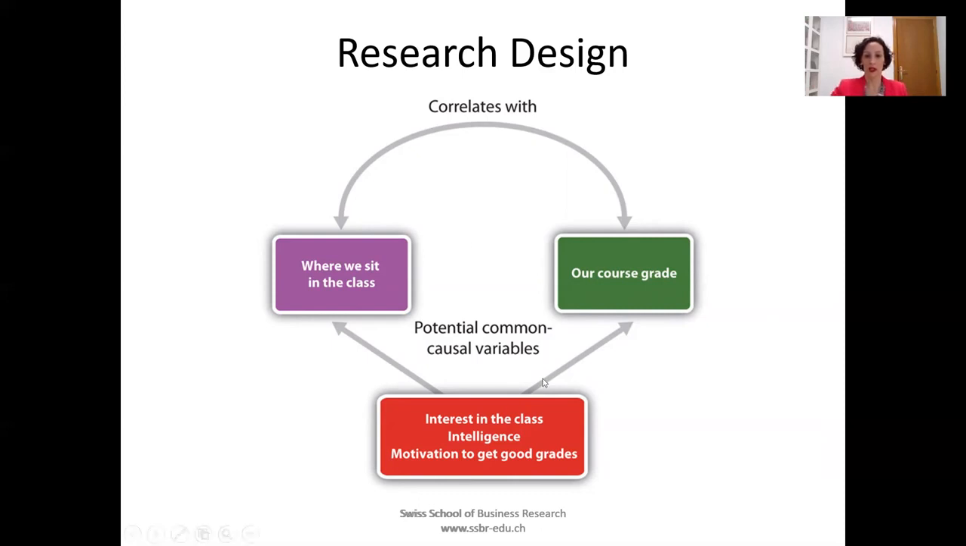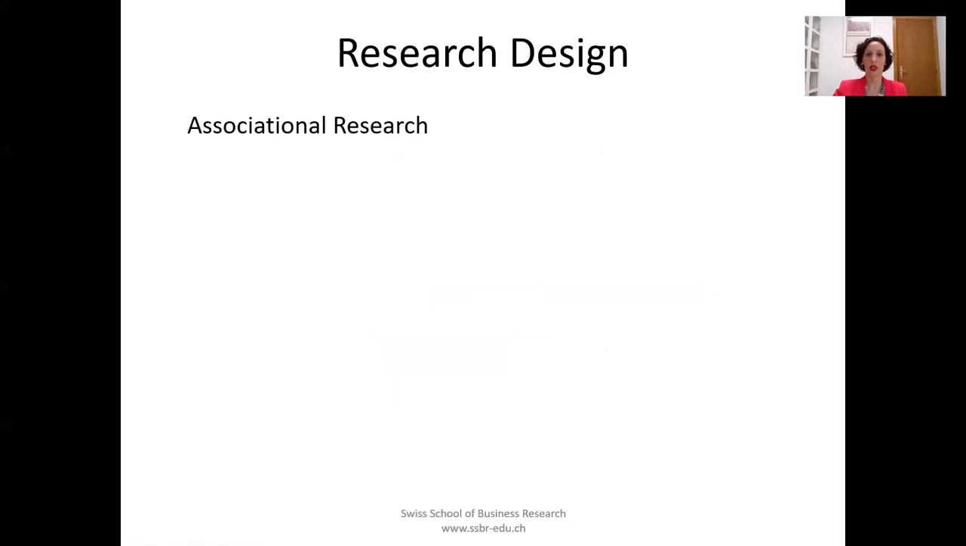So here, in order to test this category, we will see where they sit in the class, we will see the course grade, and we will see how these two correlate. Okay, so this would be correlational research design, which is part of associational research. What can we see in terms of pros and cons for associational research?